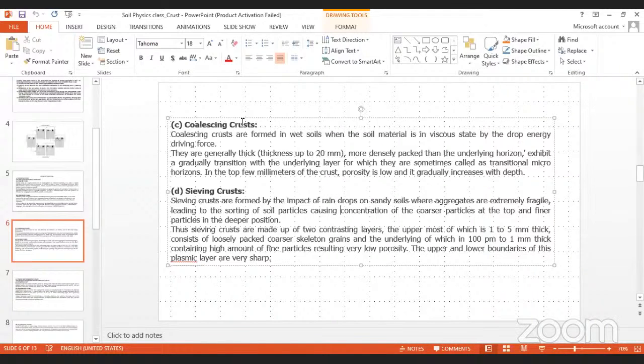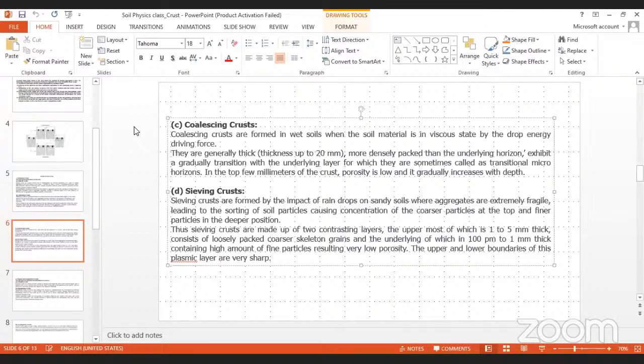Someone has asked a question: why is crusting more prone in silty texture rather than clay texture? It is because clay particles are very active, and when they stick, the force required to disperse or disintegrate the clay particles is much higher than that of silt particles, and clay particles are not freely available in soil.